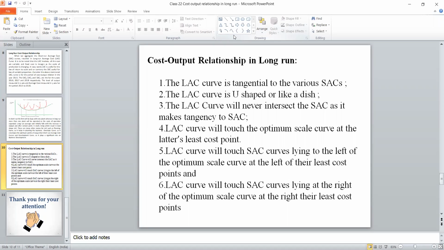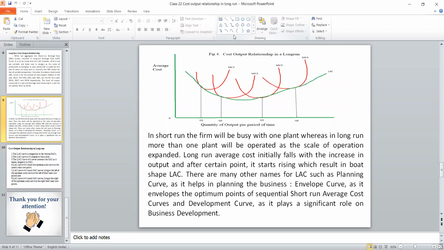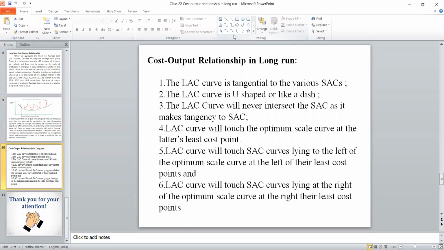The one peculiar thing in LAC is the long run average curve will touch SAC curves lying to the left of the optimum scale on the left of their least cost combination, and it will touch on the right of the least cost combination for those on the right. You can see in SAC1 and SAC2, it touches on the left side of the U. On the right side, it touches the right side of the optimum point. Why? Because as time goes, the optimum point will move towards the right. That is the last implication. So if you write all 6 implications, definitely the answer will be good.